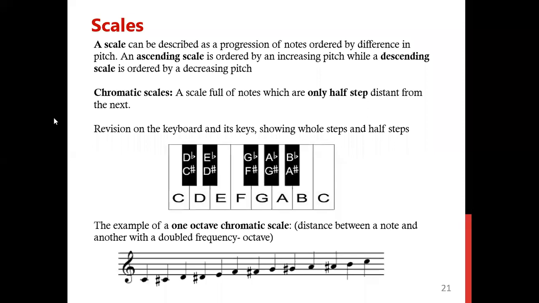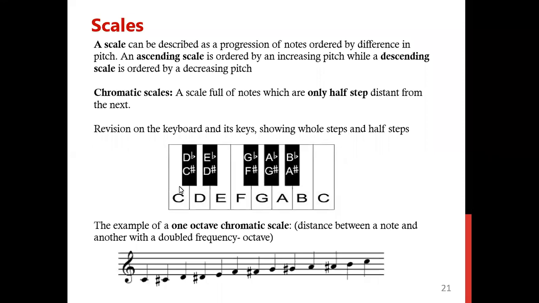Okay, let's go to chromatic scales. A chromatic scale is a scale full of notes which are only a half step distant from the next. Do you remember what whole steps and half steps are? Some people call them tone and semitone. I brought the keyboard back to you so that you can refresh your mind.